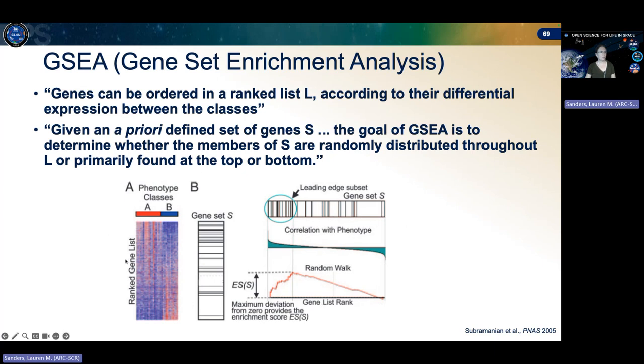So in this plot from the paper, you can see we have a ranked gene list compared between two classes. We have our gene set S, and if we take a look at our gene set, which again is some molecular biological function, we can see that these genes seem to be clustered more at the top of the ranked gene list. So they're enriched at the top, meaning that we can say, okay, this gene set seems to be activated in our gene list.